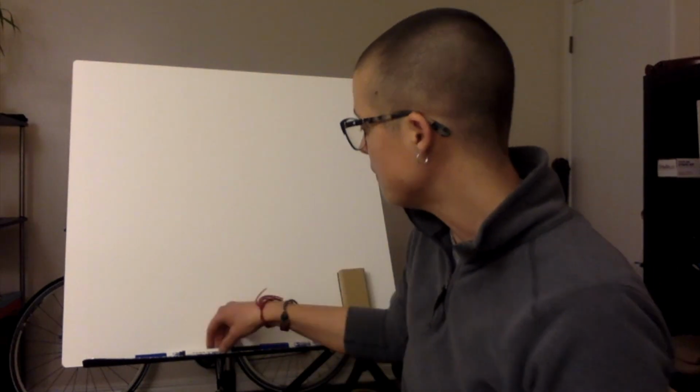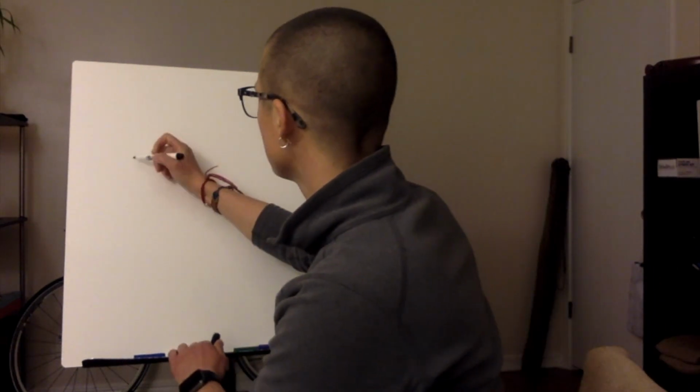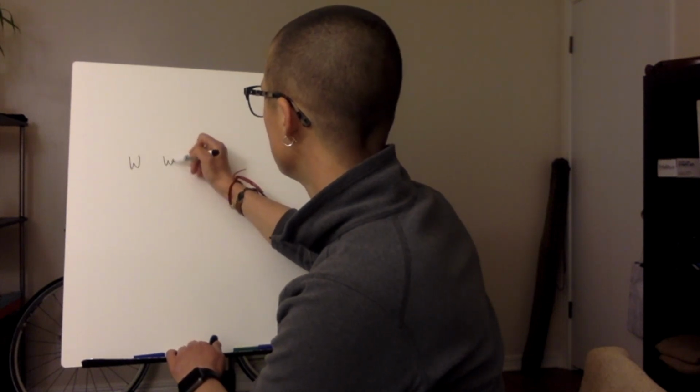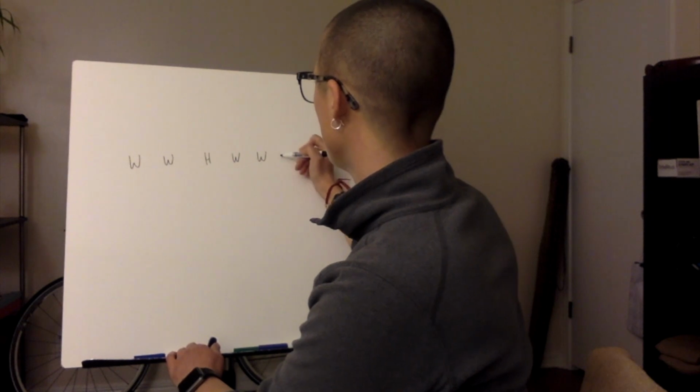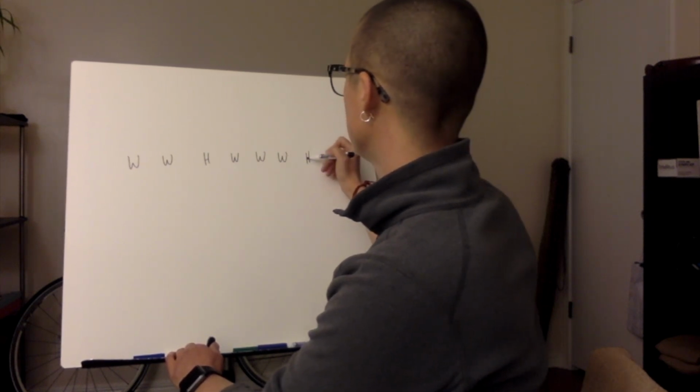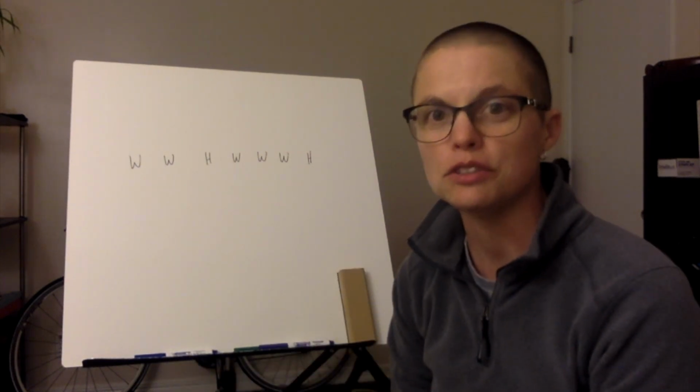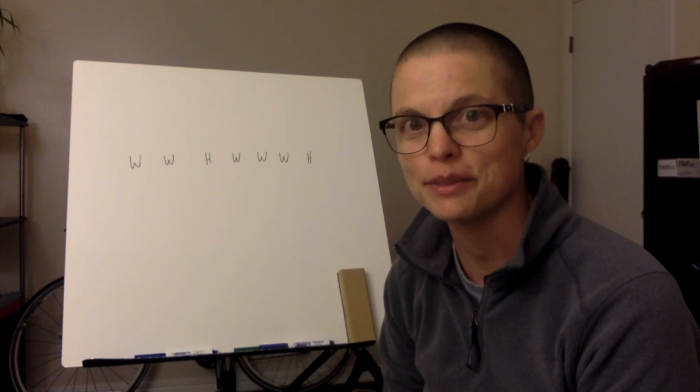So the pattern of whole steps and half steps that we need to build a major scale is whole, whole, half, whole, whole, whole, half. Kind of has a rhythm to it. So, whole, whole, half, whole, whole, whole, half. W's for whole steps, H's for half steps.